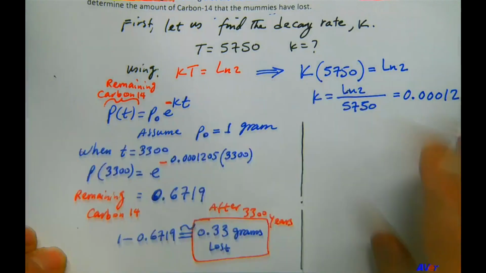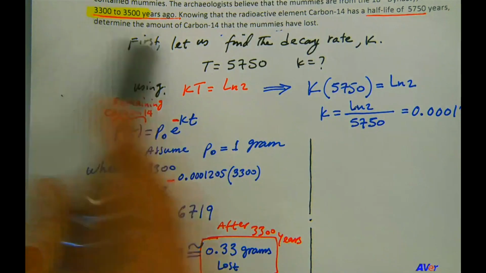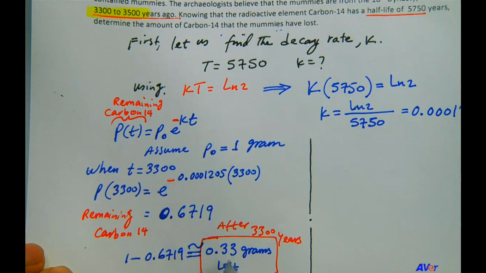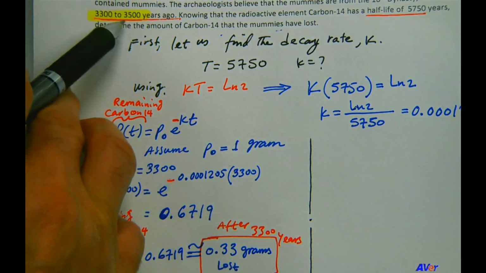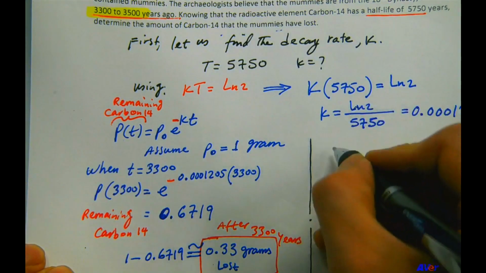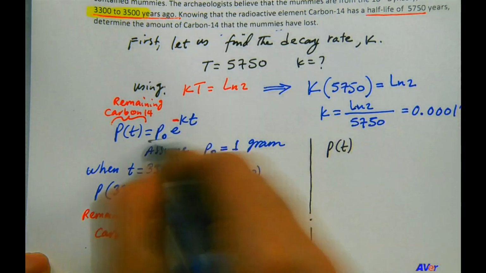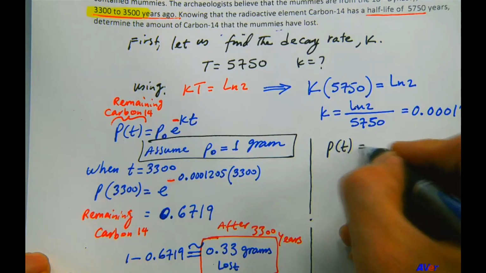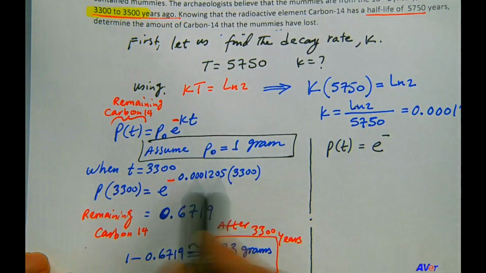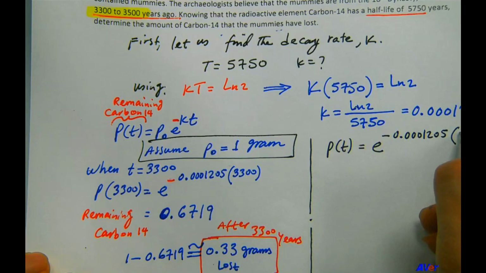For when T is 3,500 years, because they tell us between that much and that much. If the individual had died and was mummified 3,300 years ago, that much must have been lost. So we would expect this to be more than if the mummy had died 3,500 years ago; we would expect this to be less. So let me use my black ink. P of T, again, assume P naught is equal to 1 gram. So once again, that's 1, so it drops out. Then E to minus the same K, 0.0001205. This time, instead of 3,300, we're going to use 3,500.